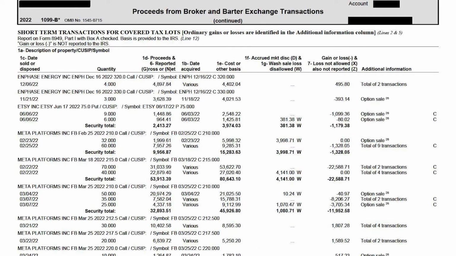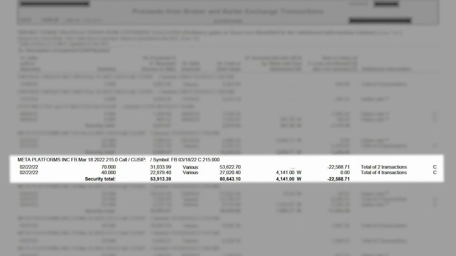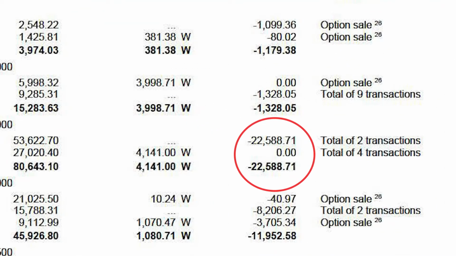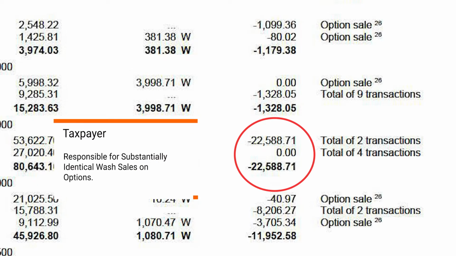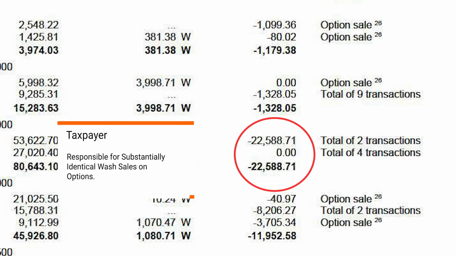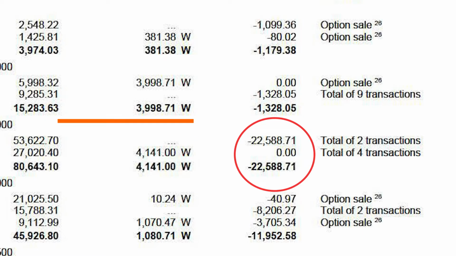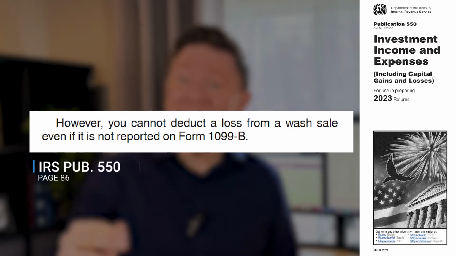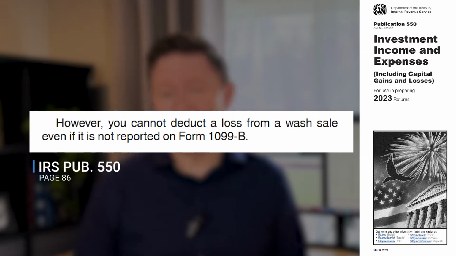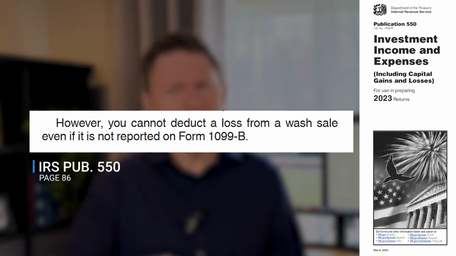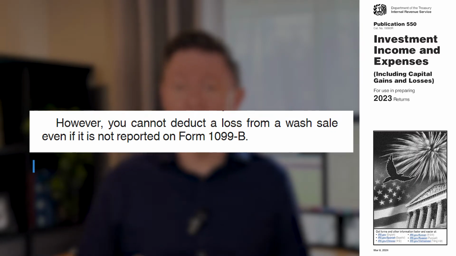To take it a step further, even within the primary account, this trader also traded options on Meta. The broker is only required to make wash sale adjustments on identical option tickers, yet the IRS rules imply there could be wash sales across substantially identical contracts and even between stock and option trades. IRS regulations make it clear you cannot deduct a loss from a wash sale even if it is not reported on Form 1099-B. So the IRS expects you to account for these additional wash sales in your reporting.